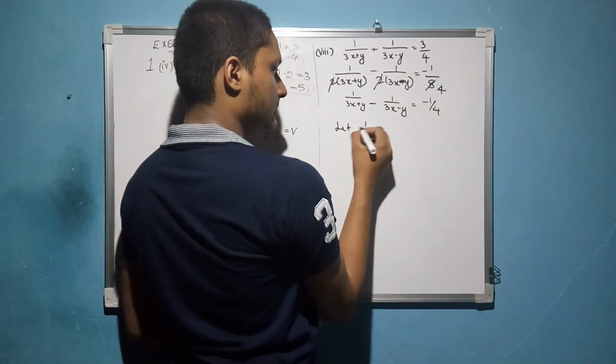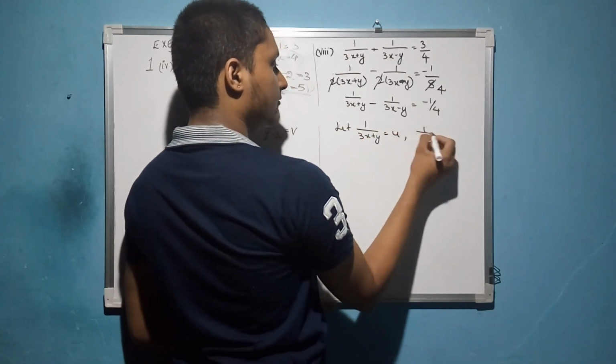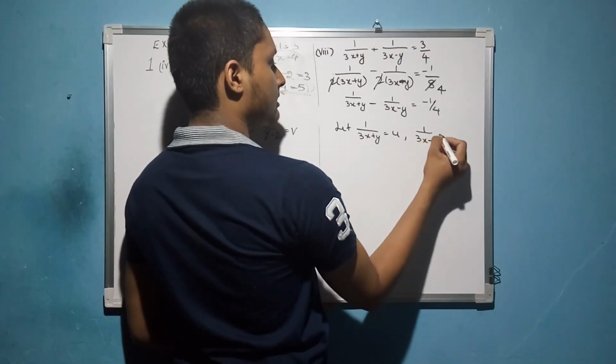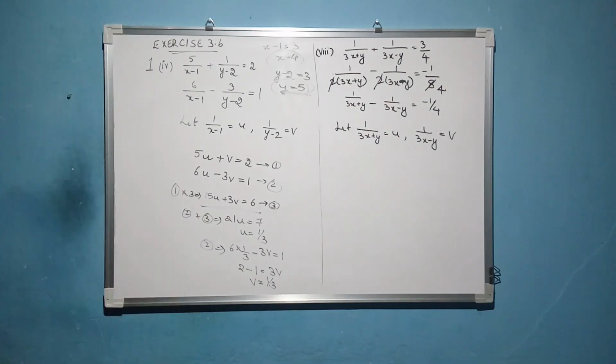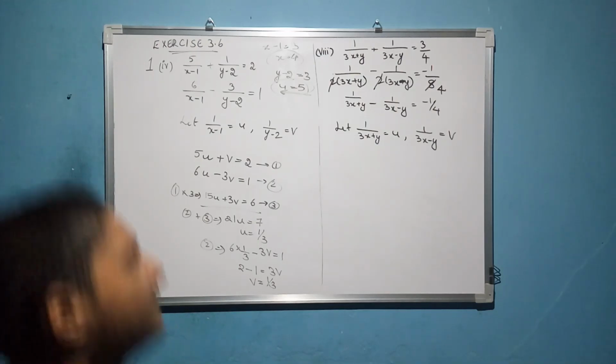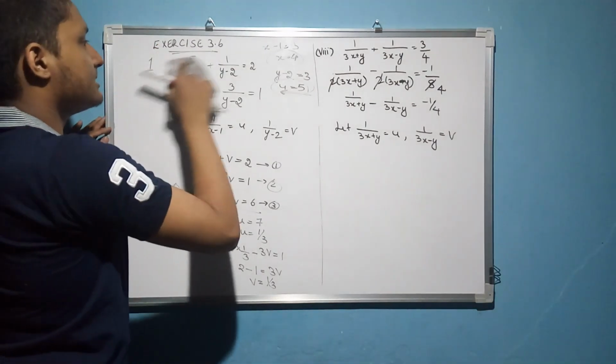Now let 1 by 3x plus y be u and 1 by 3x minus y be v. Those two are just substitutions wherever required. At last, you are going to get two more equations. Again, we are asked to solve for x and y. Okay, let me rub this part. I may require this.